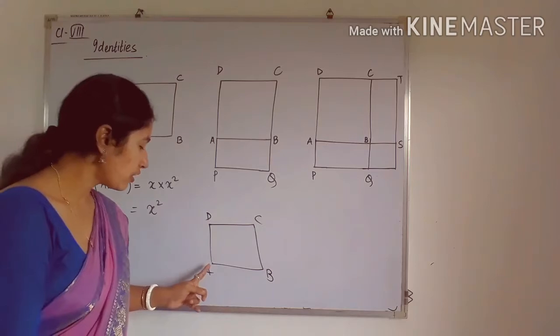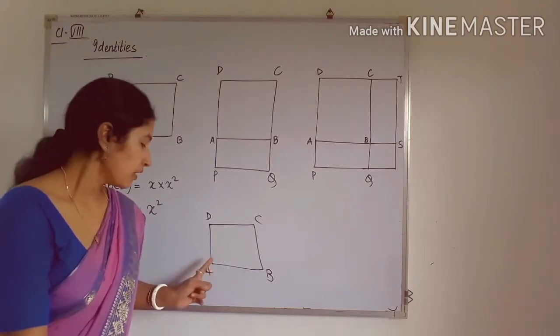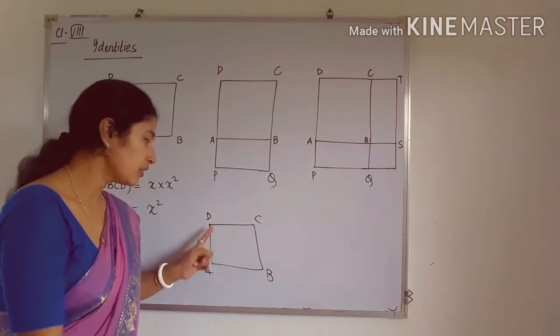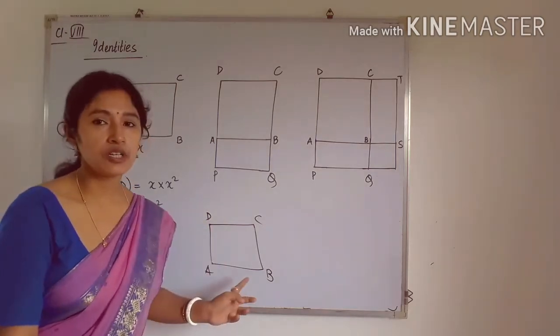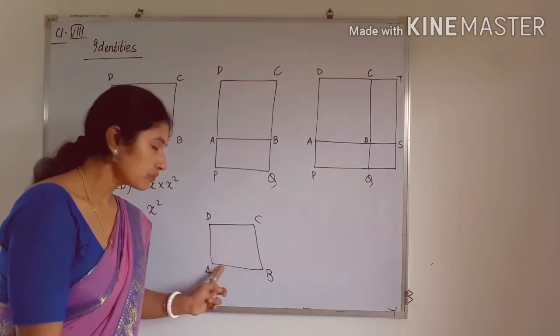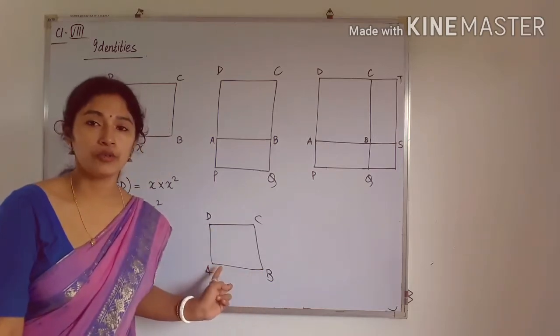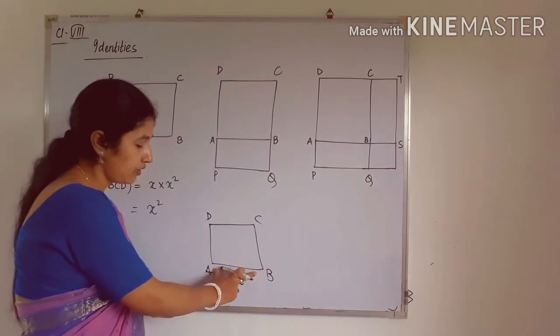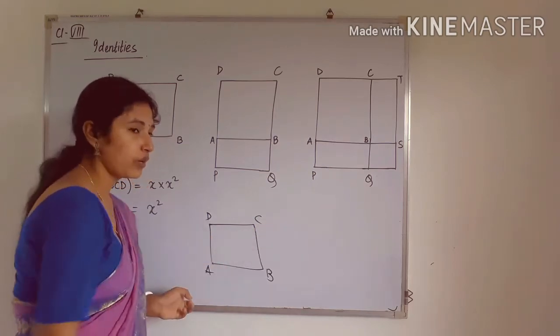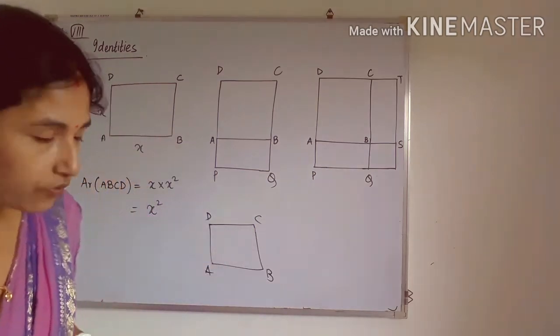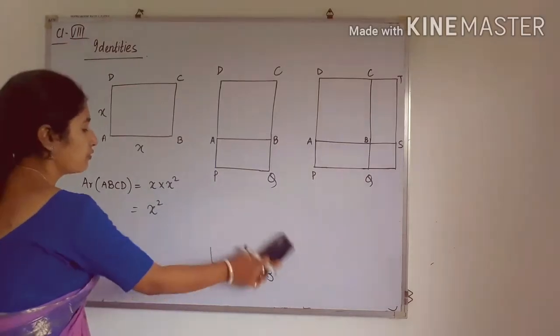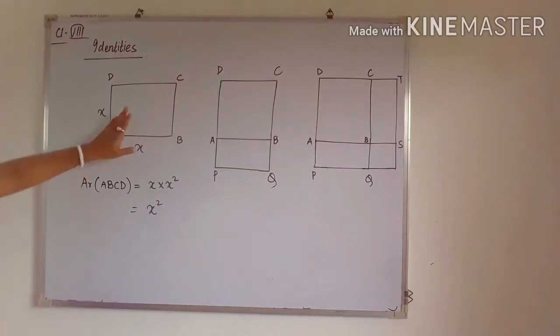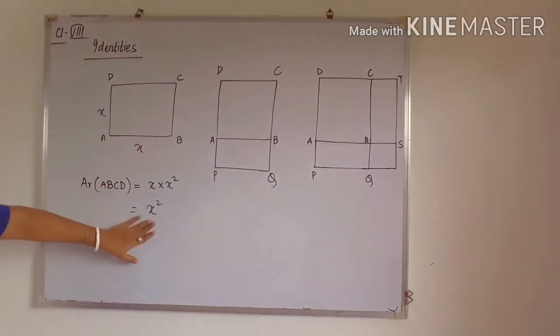Adjacent sides share a common vertex. Okay, they will share a common vertex, but the opposite sides will never share anything. The opposite sides do not have any common point. Okay, these are called opposite sides, and this side with this and with this will be adjacent sides.